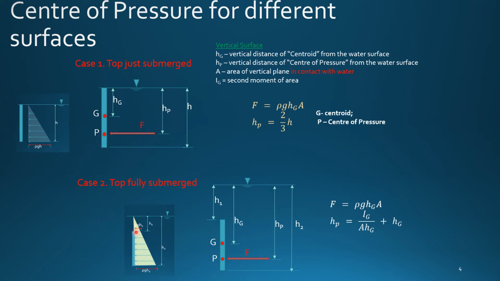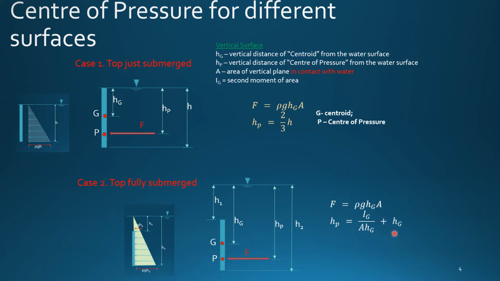For the second figure, here we can see the top is fully submerged, and in that case the pressure at the top is not zero. So this is not triangular but trapezoidal pressure, right? So to calculate the force from this pressure distribution, we need to use this concept of second moment of area.